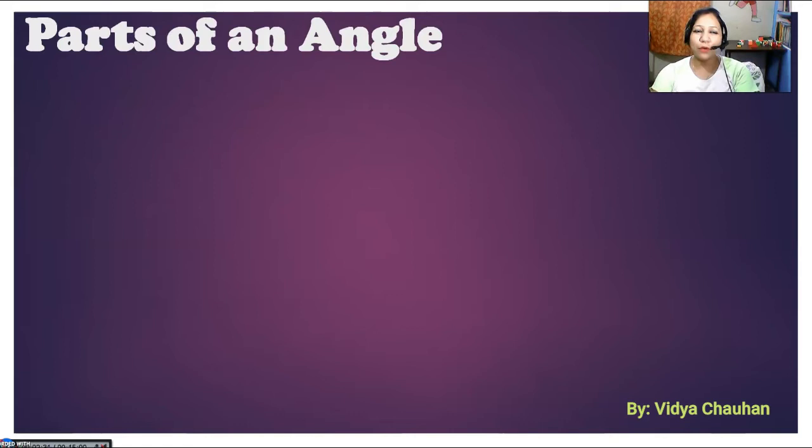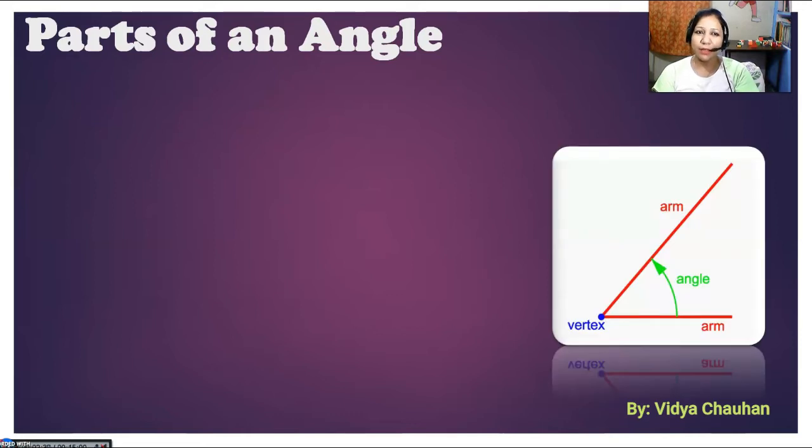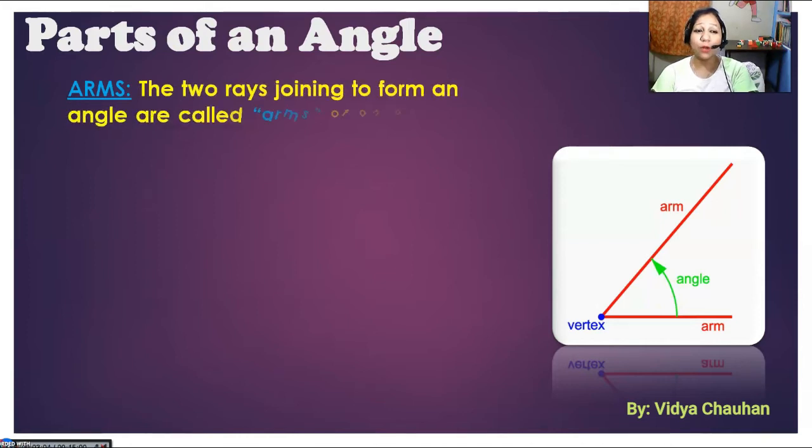Now moving forward, there are different parts of an angle. Just like we have different parts in our body, similarly we have different parts in an angle. In the picture you can see that we have a vertex and an arm. There are two arms basically. These are the two arms connected with the initial point, which is called the vertex, and the portion covered by these two arms is the angle. Correct? Now let us see what arms are.